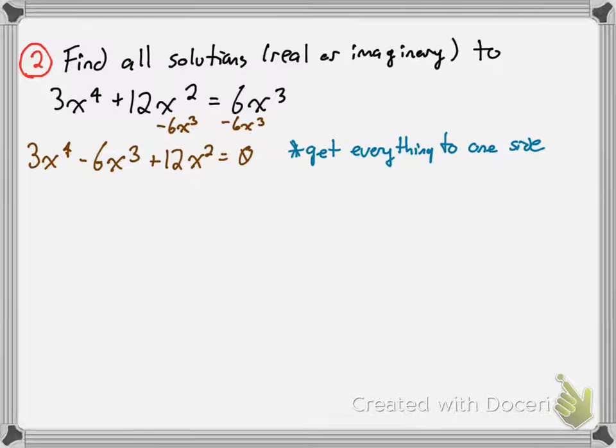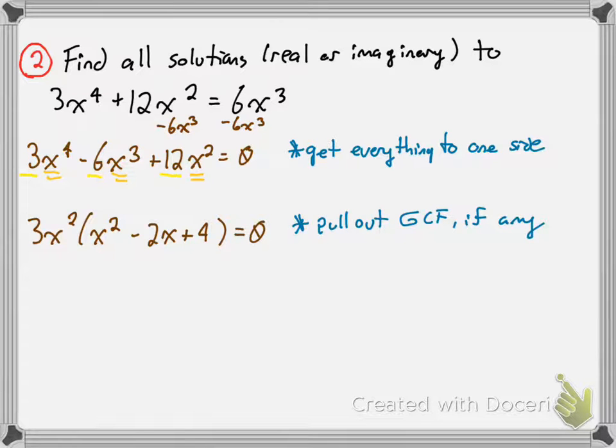Here, I can see that all of my terms share an x squared, and not only that, but with that 3, 6, and 12, I can see that they all share a 3 also. So what I can do from here is pull out my 3x squared, and I'm left with x squared minus 2x plus 4 equals 0.